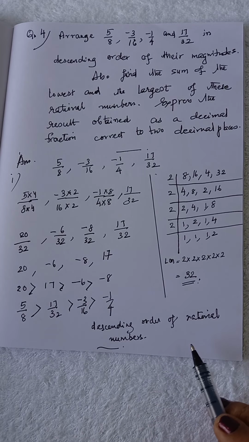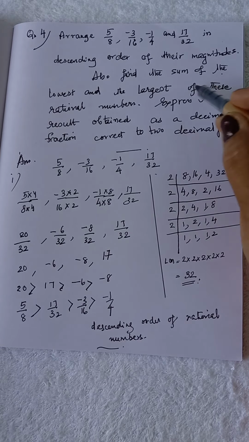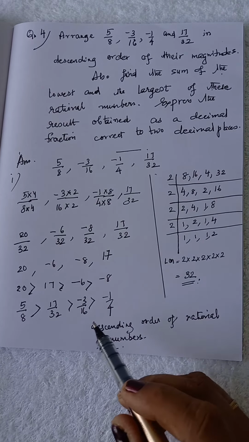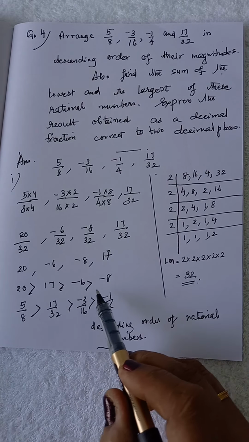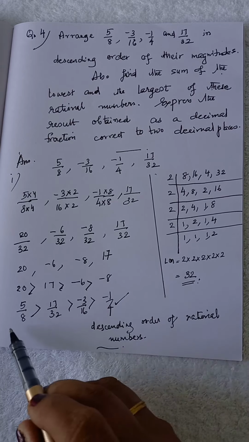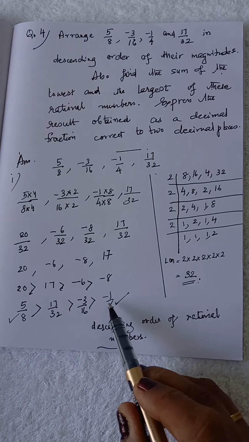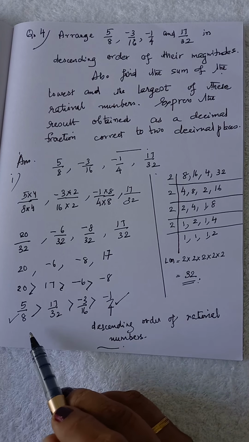Now, the second part, that is here we have to find out the sum of the lowest and the largest of these rational numbers. So, lowest is corresponding to minus 8, that is minus 1 by 4, and largest is 20, corresponding is 5 by 8. So, the sum of minus 1 by 4 and 5 by 8 we have to find out.